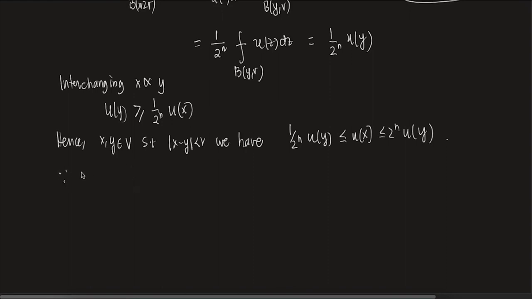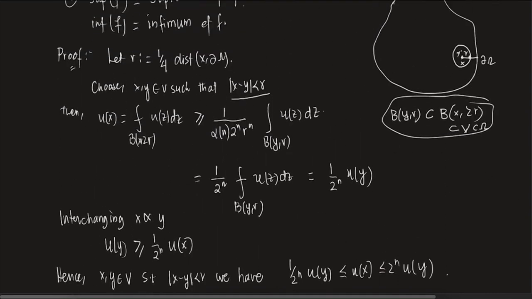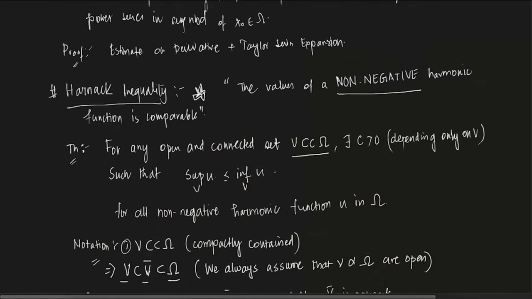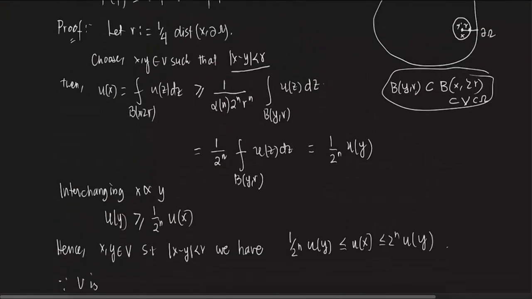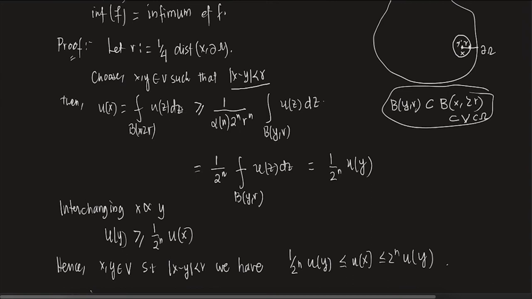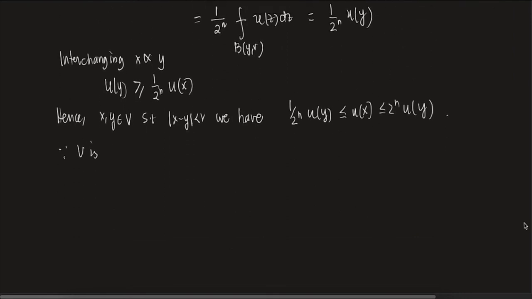Now here one thing I am using, please remember: we have assumed that this is a non-negative harmonic function. I said it holds for all non-negative harmonic functions. Do you know where I am using non-negativity here? Here, non-negativity is important, because otherwise this may not be greater than or equal to this. Now, since V is connected, this is also important.